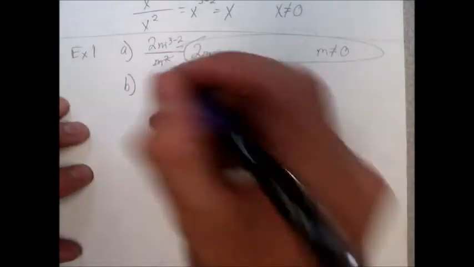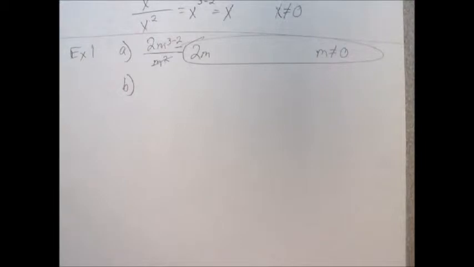2m squared over n squared, the base would be 2, and then n still. Yes, it would. You go from your original equation.